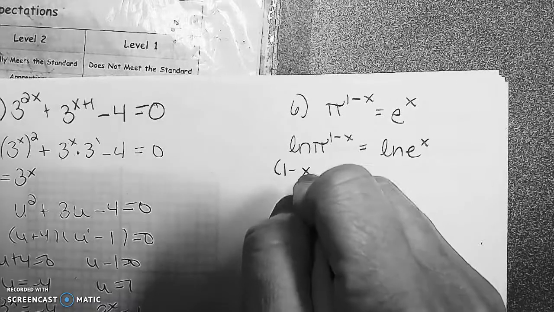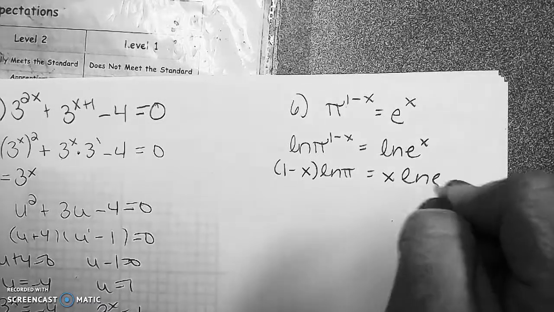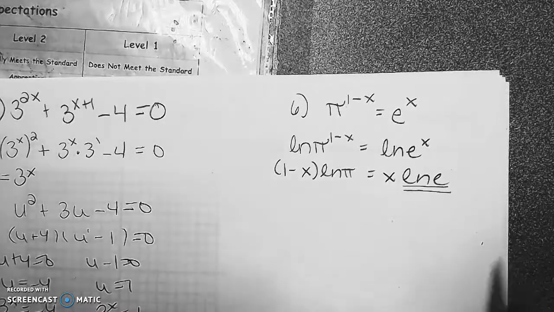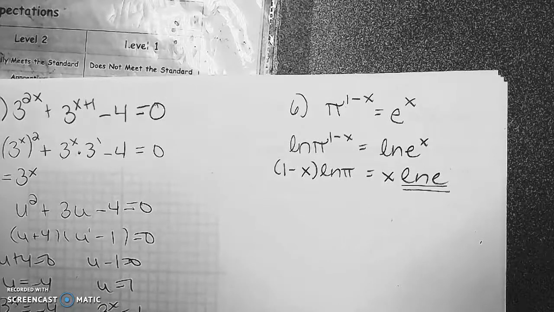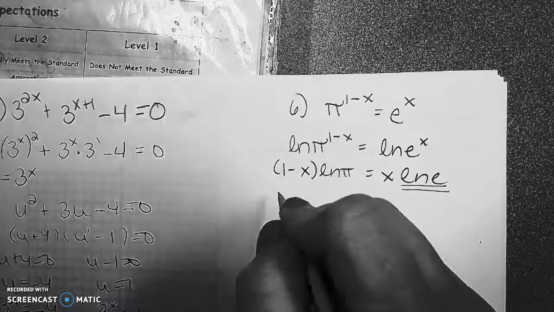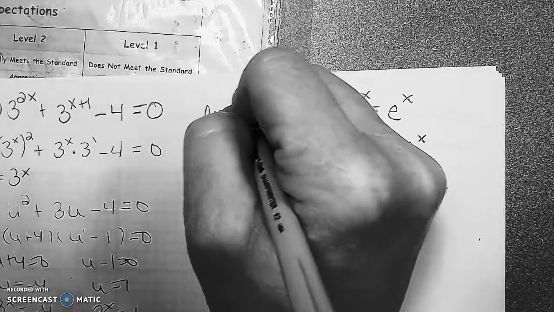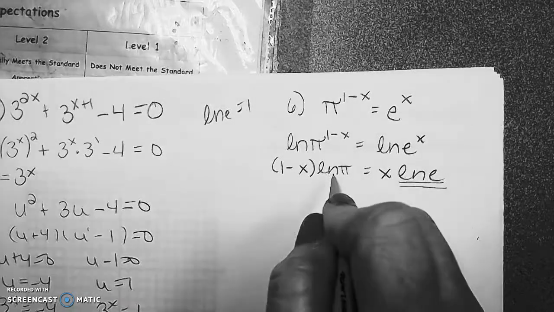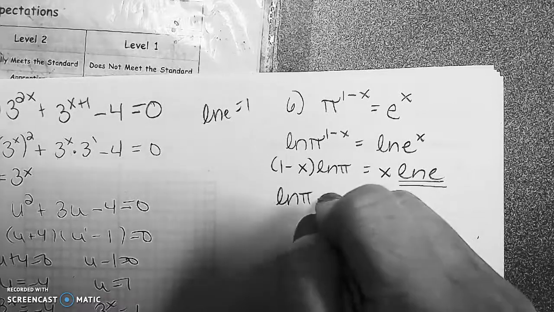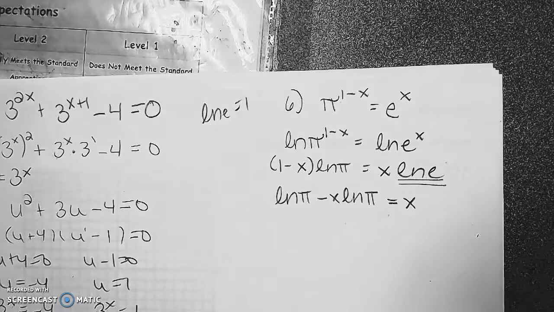By the power property, I can bring my exponents out front. And when I do that, ln of e is 1, because it's a base e. So I don't have to worry about that anymore. I know ln of e, and let me write that to the side, is 1. So I'm going to go ahead and distribute ln of pi. So we'll have ln of pi minus x ln of pi equals x now.